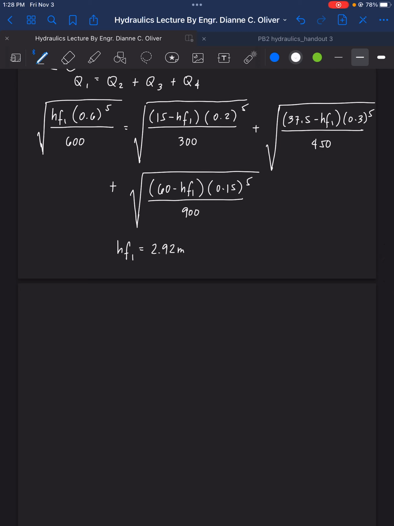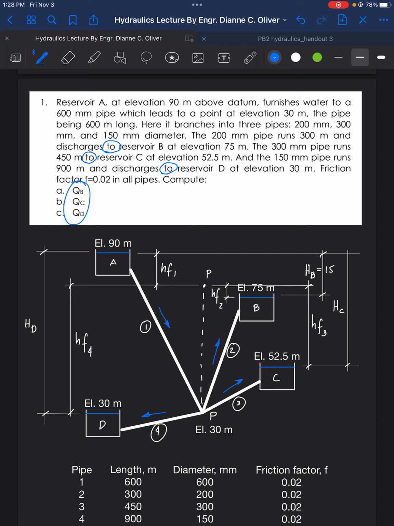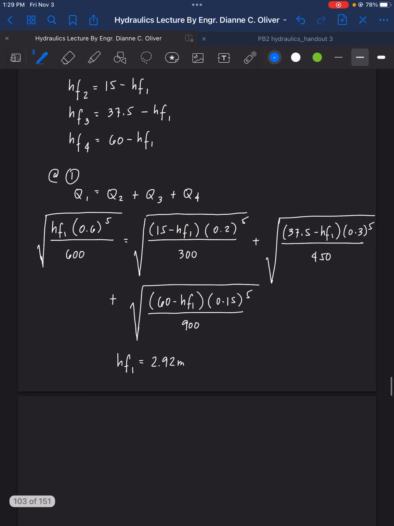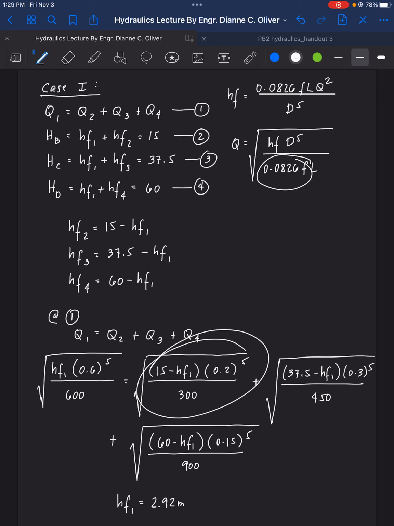2.92 meters for HF1. So having the value of HF1, we can now get the values for Q1, QB being the Q2, QC being the Q3, and QD being the Q4. So we can now get these values for letter A for Q2. So this is our Q2. We just add the 0.0826 FL that we cancelled a while ago.